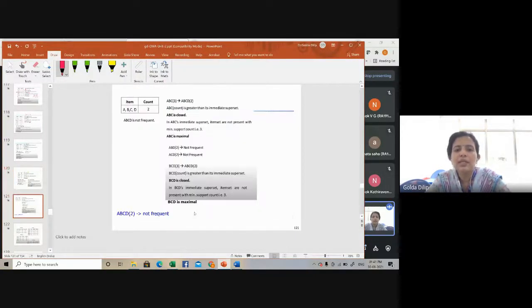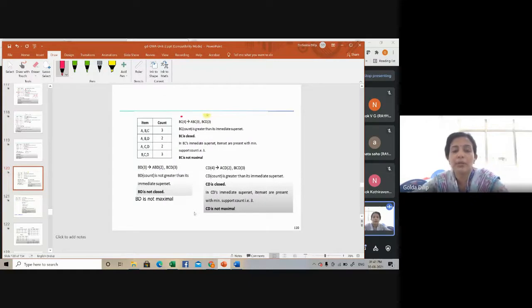Then BC is not closed. Sorry, BC is closed. You can see here, BC's count is 4. That's greater than its immediate superset. So BC is closed, whereas BC is not maximal because minimum support is coming here on the right hand side. Then take BD and its immediate supersets. This is not closed, and it's not maximal.